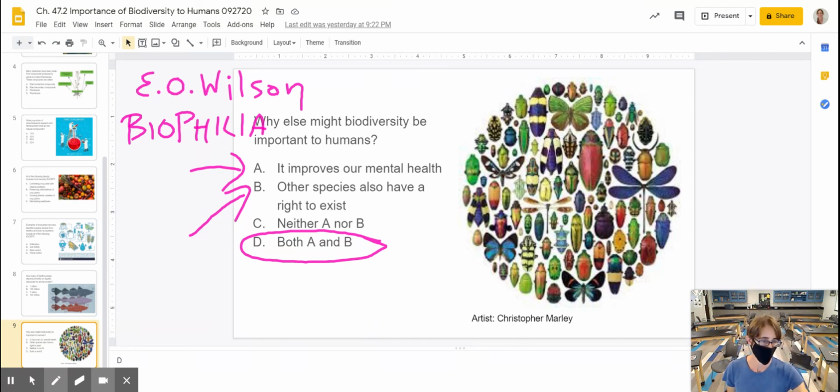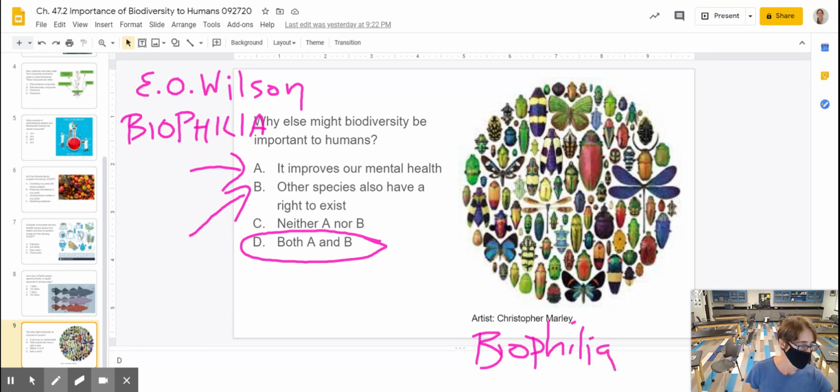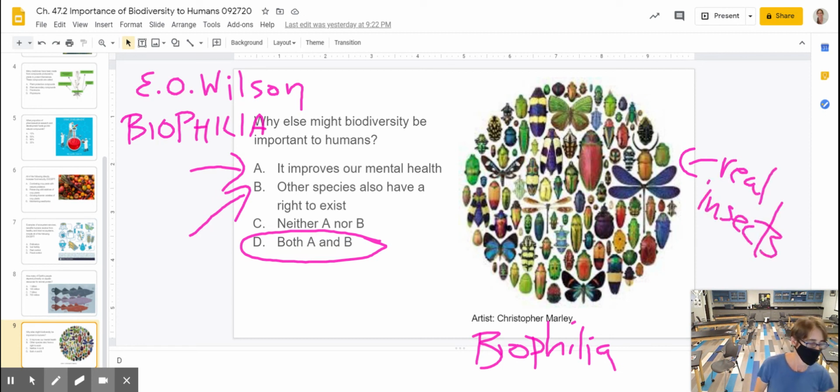Oh, by the way, this is a piece of art by an artist named Christopher Marley. He made a whole collection of art pieces, and the name of the collection was Biophilia. This is one of the pieces that I thought was quite nice. He actually makes art out of preserved specimens. So these are all real insects, I think probably pinned to something, which is a little weird, but certainly beautiful and amazing. Okay.